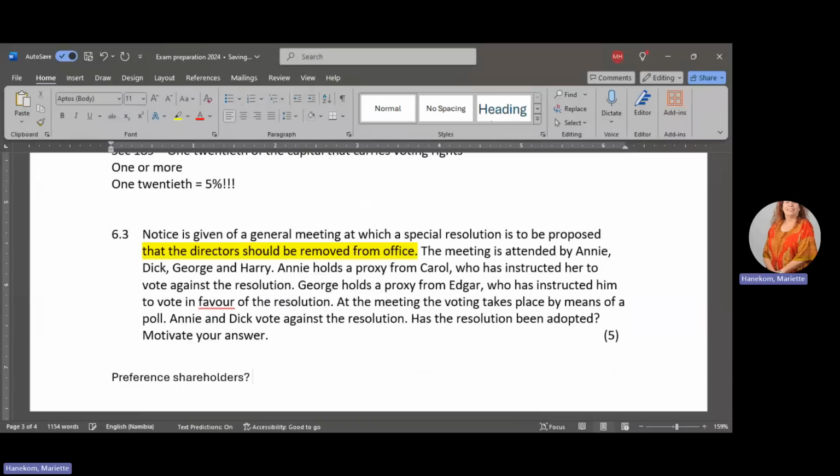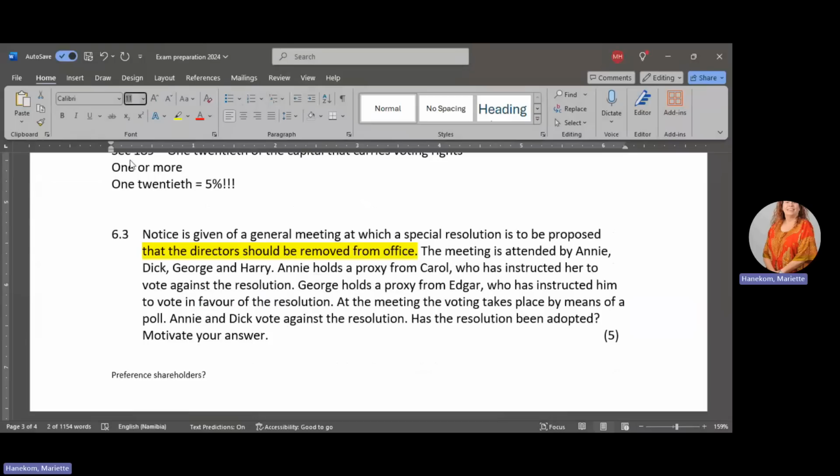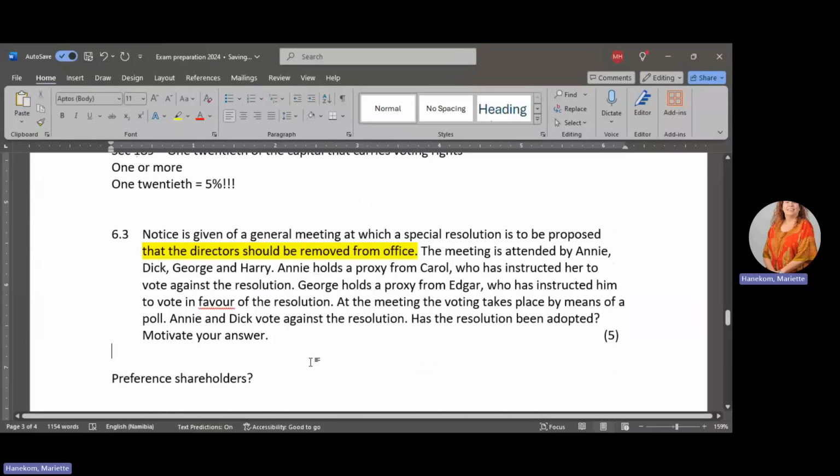Are you going to be including your preference shareholders in any of your calculations? Removal of directors. We've already seen that their dividends are fully paid up to date. Removing directors from office does not in any manner affect the class rights of the preference shareholders.